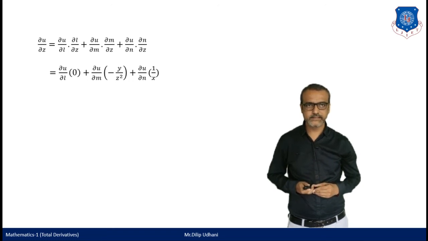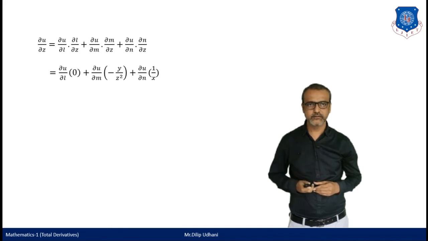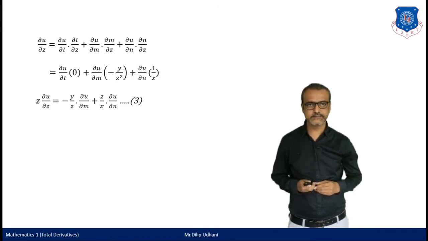Now ∂n/∂z, and n equals z upon x, so the derivative of z is 1 and x is constant, so ∂n/∂z is 1 upon x. Now multiplying this result by z, we have z ∂u/∂z equal to multiplying ∂u/∂m into minus y over z square by z, so it becomes minus y over z into ∂u/∂m, and finally multiplying the last term, ∂u/∂n into 1 upon x by z, the result is z upon x into ∂u/∂n. Now say this is result number 3.